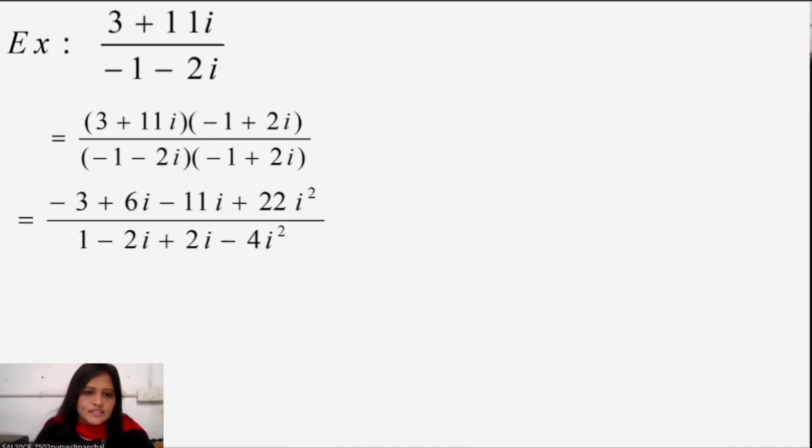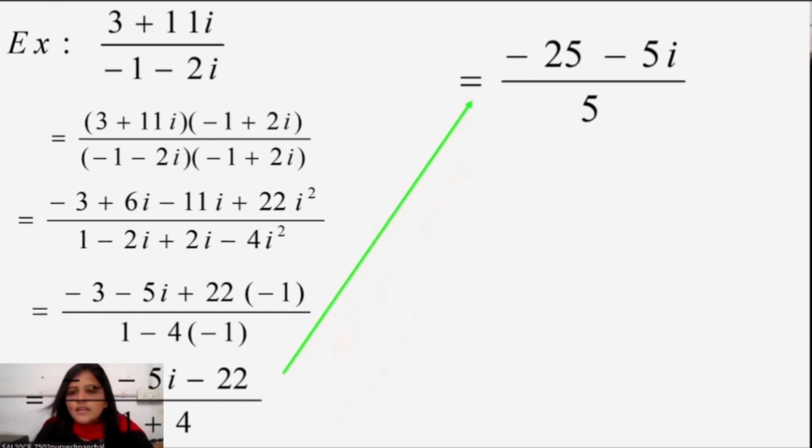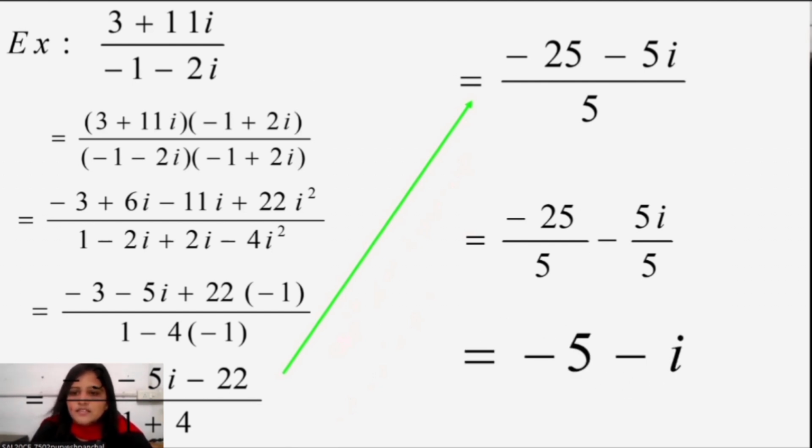Let us open the bracket and simplify it. So we have this. We will put in the value of i square that we know, minus 1. So minus 3 minus 5i plus 22, upon 1 plus 4. So for the final we have 25 minus 5i upon 5. Now 25 upon 5 minus 5i upon 5. So our final answer is 5 minus i.